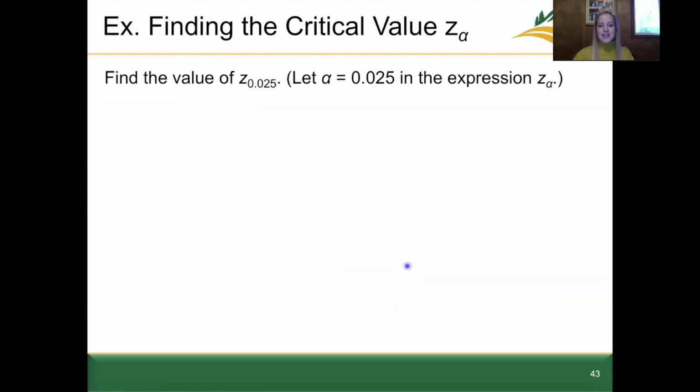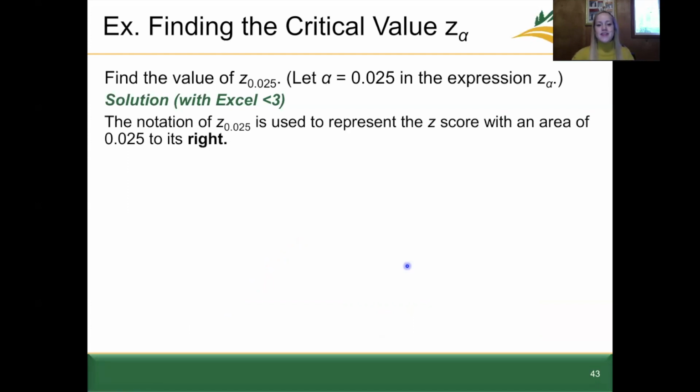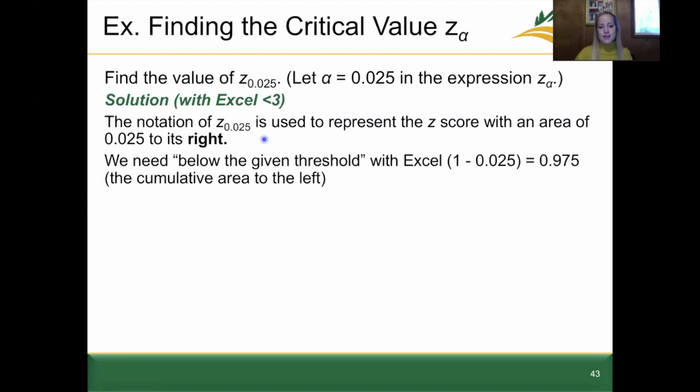Now, I know what you're going to ask, can we use Excel? Of course you can. Here's our notation again, z subscript alpha, where alpha is 0.025. We want to know the corresponding z-score where the area to the right is 0.025. We need to follow the same reasoning as we did for the table, so we really need to know the cumulative area from the left. Again, we take 1 minus 0.025. We get the same value of 0.975. That's our cumulative area from the left.